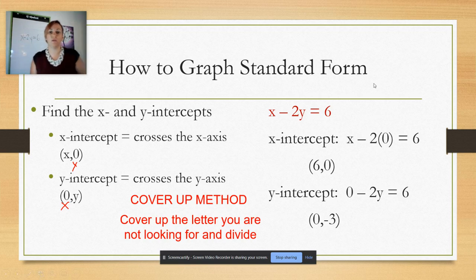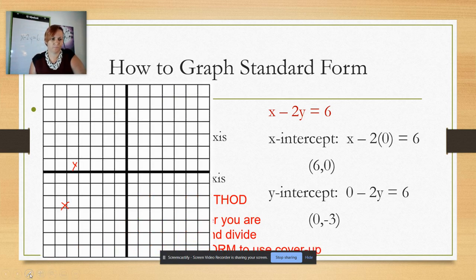Just make sure, again, when you're done, that you're writing your intercepts as ordered pairs. The reason we write them as ordered pairs is because they give us a dot, a point. The point for my x-intercept will be on the x-axis at +6, and the point for my y-intercept will be on the y-axis at -3. Now for standard form, since we don't have a slope, since we only have intercepts, we can only draw 2 dots. One dot should be on the x-axis and the other should be on the y-axis, and then you just connect them together. This is how I want you to graph standard form, by finding your intercepts. And make sure to write them as ordered pairs.